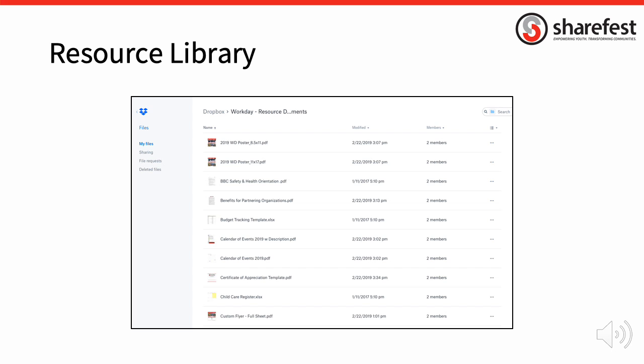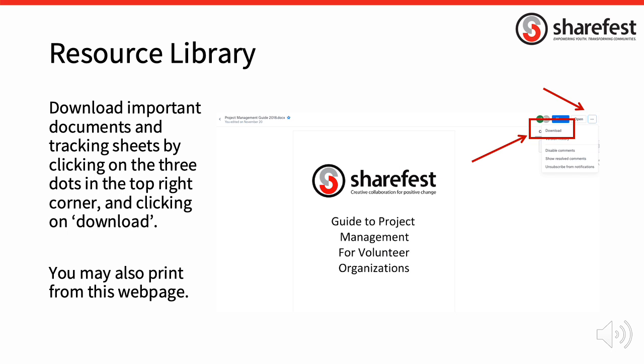Once you've accessed the resource library, you will see a list of different documents, forms, and templates that you can use to keep your Workday project organized. There are many important documents listed within your resource library. If you would like to download any of these documents, click on the title of the document, click on the three dots in the top right-hand corner, and click Download from the drop-down menu. You may also print pages, like your registration lists and your tracking sheets for materials.